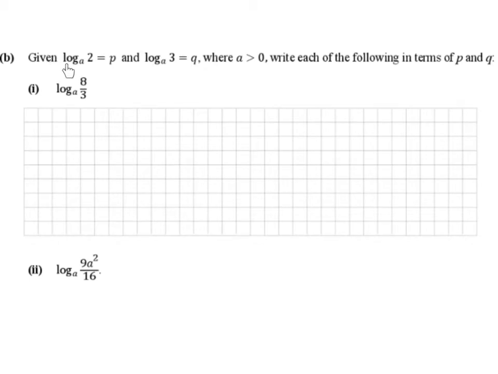Given log base a of 2 is equal to p and log base a of 3 is equal to q, where a is greater than 0, write each of the following in terms of p and q. Part 1: log base a of 8 over 3, and part 2: log base a of 9a squared over 16.